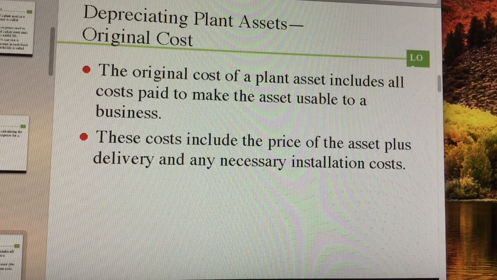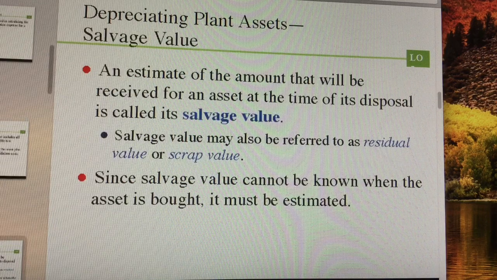The original cost of a plant asset includes all the costs paid to make the asset usable to a business. So for instance, if you wanted to set up a network, you're going to need the computers, but you're also going to need to account for the internet, all the cabling, all the servicing and the servers. The cost including the price of the asset plus delivery and then any installation costs.